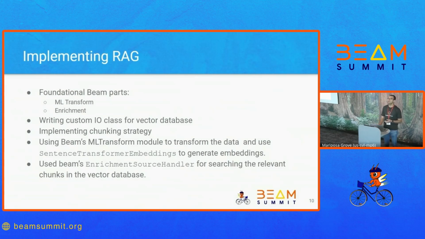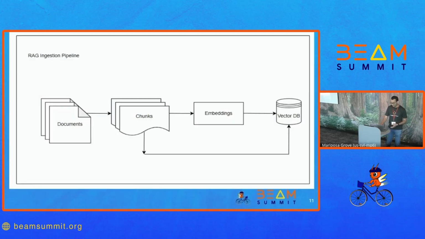First of all, I implemented different chunking strategies using LangChain libraries such as split by token, split by character, and recursive split by character. Then I used Beam's ML transform module to transform the data and used sentence transformer embeddings to generate the embeddings. Then we use the enrichment source handler for searching the relevant chunk in the vector database. So this is how the RAG ingestion pipeline looks. We are first of all ingesting the document, then we are dividing the document into small chunks for better context.